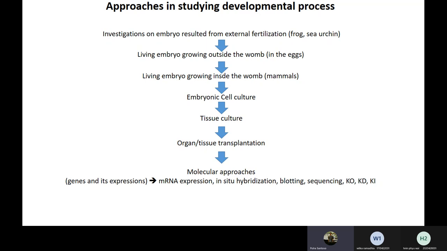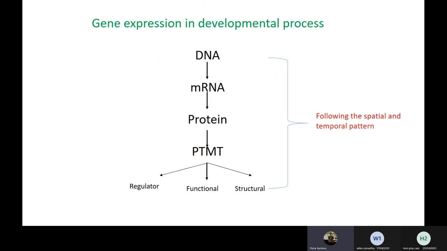And there are also knockout and knockdown. By using knockout, you delete such a gene. By knockdown, you inhibit the expression of such a gene. But knock-in means that you add a gene from another animal to be expressed in your targeted species. So there are many approaches to understanding the developmental process in animals.